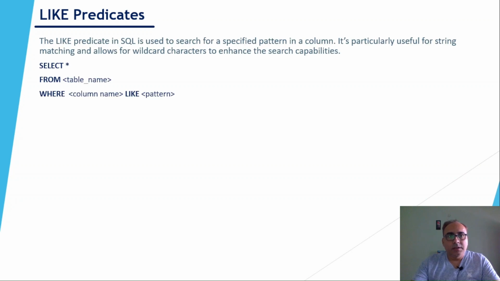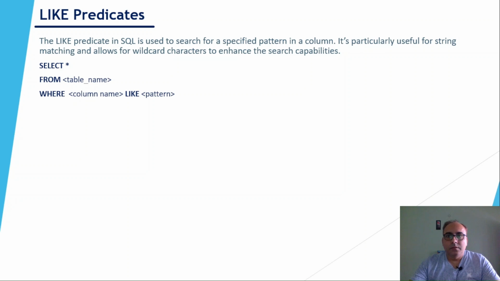Then we have LIKE predicates. So what does it do? Basically, the LIKE predicate in SQL is used to search for a pattern. It's particularly useful for string matching, and it allows different sorts of wildcards in order to enhance the search capabilities.